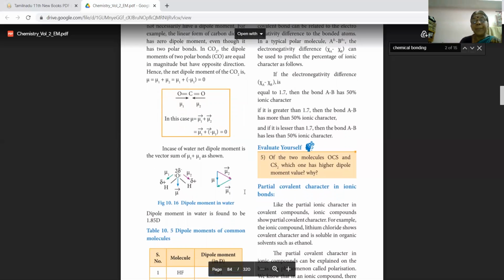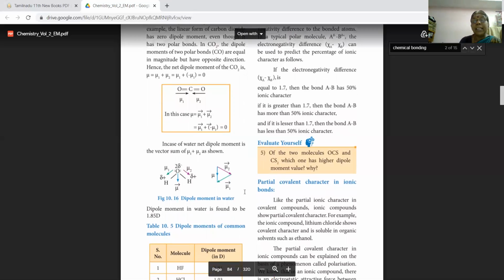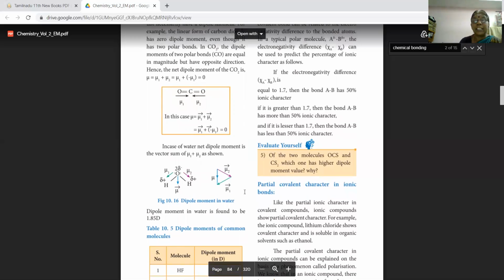Here one more evaluate yourself is given. In this one, OCS and CS2, two molecules are given, and you have to find out which has the higher dipole moment value and what is the reason for that.